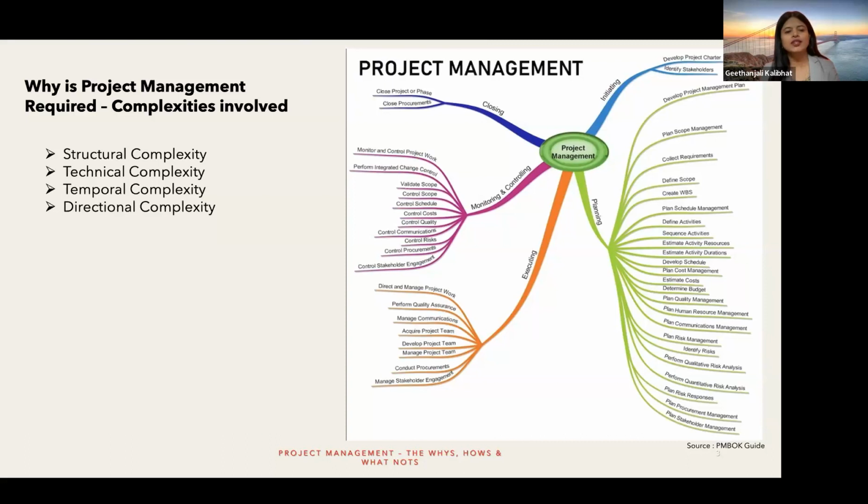Technical complexity is when you have a challenge in understanding the project design in specific. That way, it would be difficult for you to come up with your own project goals and charter if you do not have clarity on the project design.